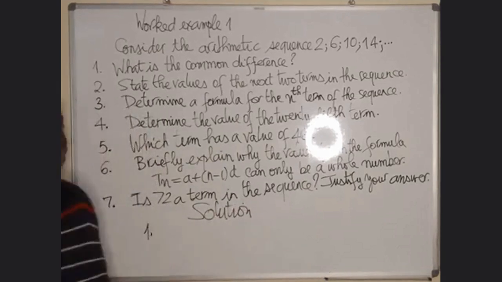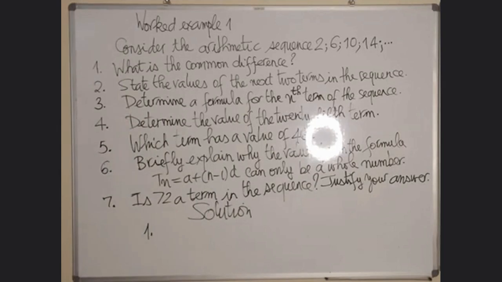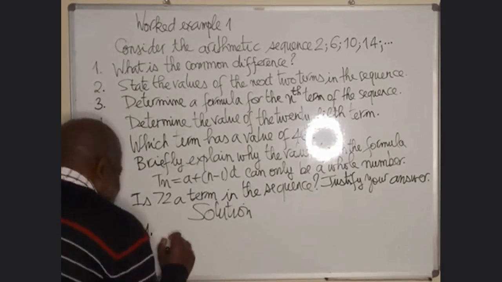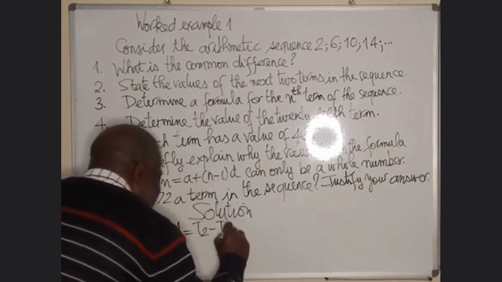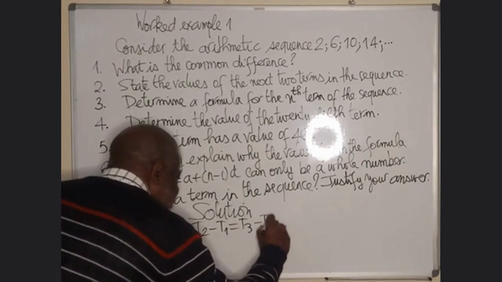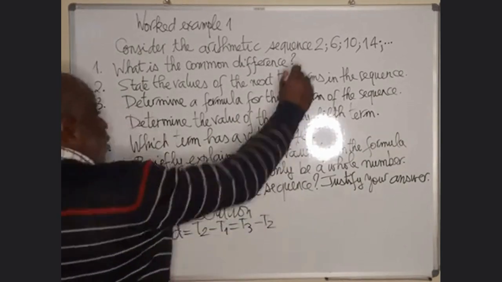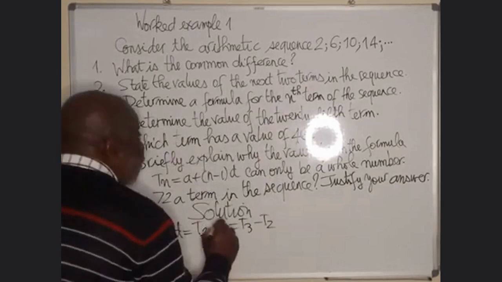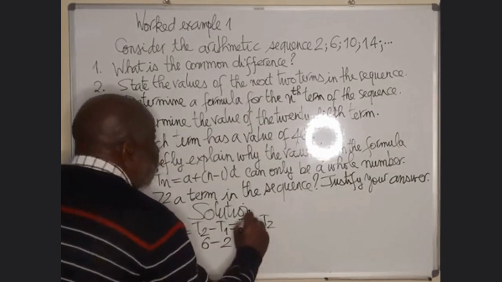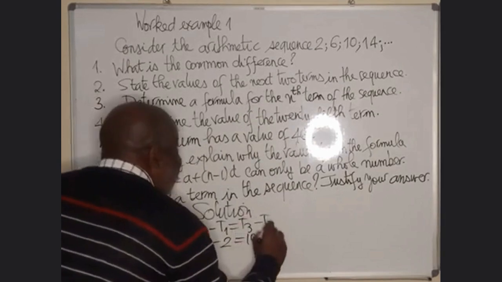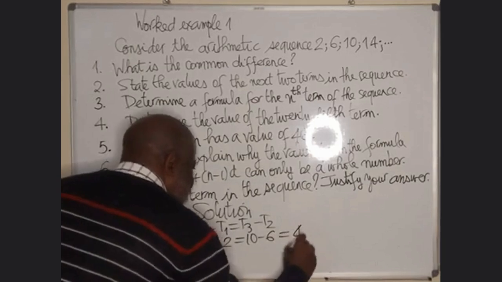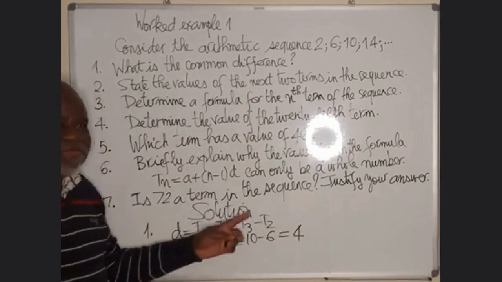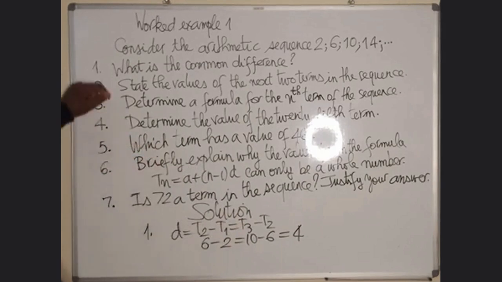Responding to the first question, what is the common difference? We know that d will be equal to t2 minus t1, which is equal to t3 minus t2. t2 is 6, so 6 minus 2 will be equal to 10 minus 6, and this is going to give us 4. So the common difference is 4. This is the answer for the first question.